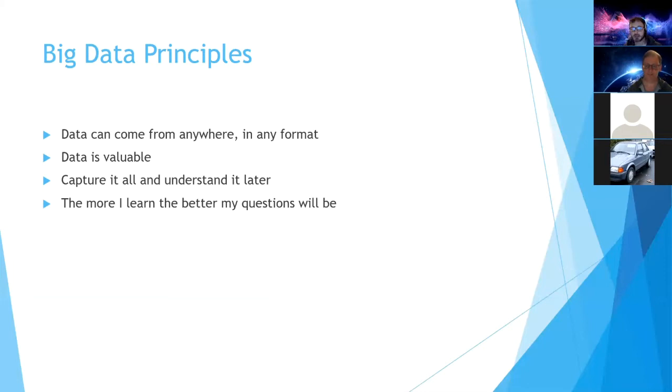Data can come from anywhere, in any format, and it's all valuable. But also, when we capture it, we don't necessarily know what value we're going to make of it later. So we capture it all so we can understand it later. And the more we learn, the better our questions can be, and the better understanding we can get from our data, the better the decisions we can make. But that's based on not only having better data, but also better processes to ask the right questions and get the right analysis.